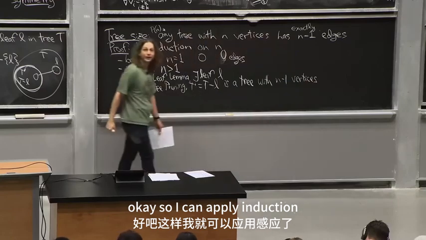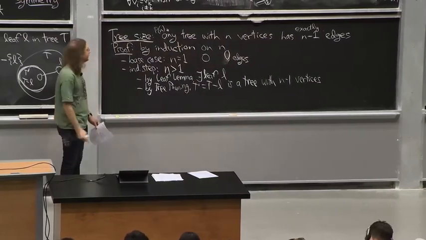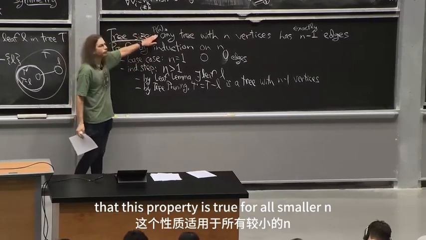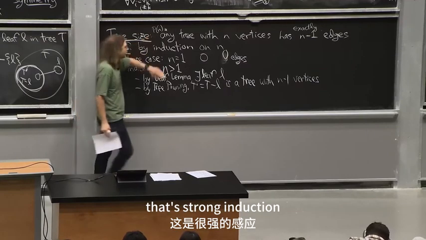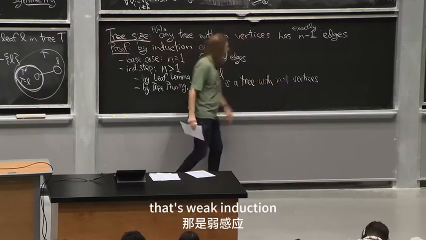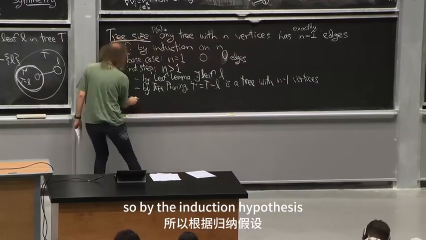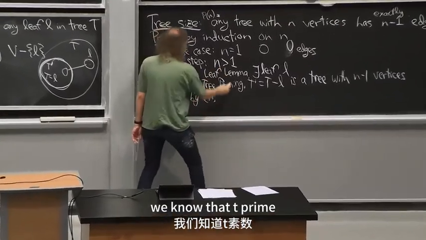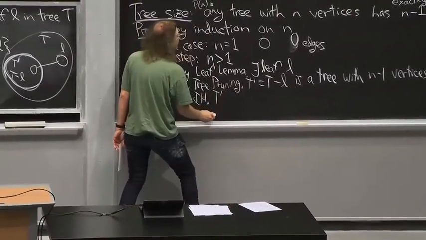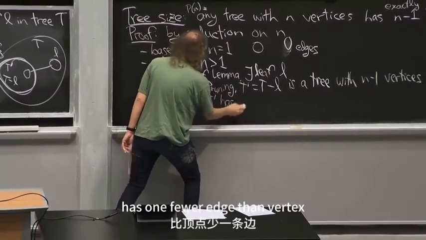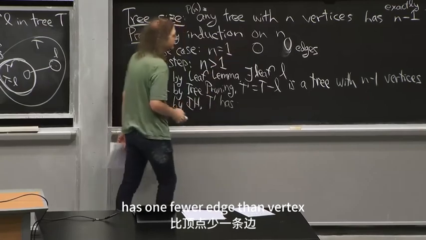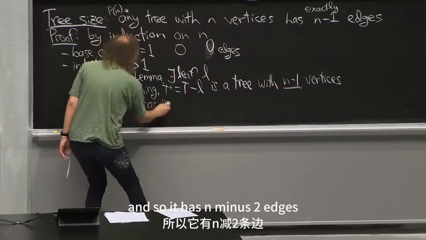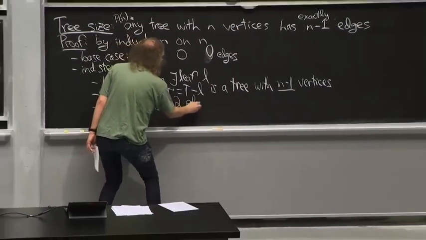Okay, so I can apply induction. Because in our induction step, we get to assume that this property is true for all smaller n. That's strong induction. In particular, it's true for n minus 1. That's weak induction. So by the induction hypothesis, we know that T prime has one fewer edge than vertex, and it has n minus 1 vertices, and so it has n minus 2 edges.